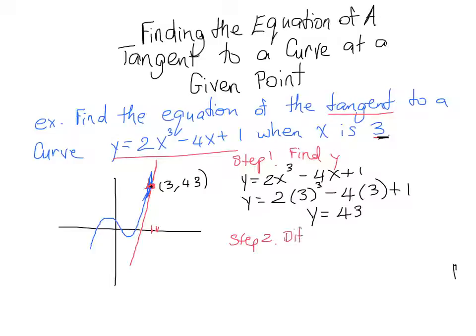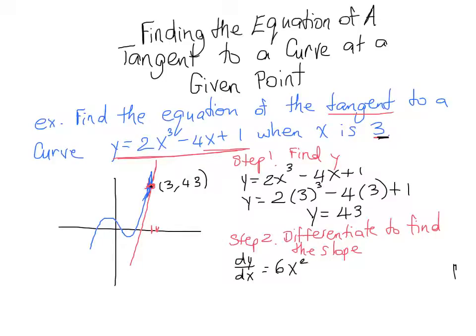differentiate to find the slope. So when we differentiate our expression, we get dy over dx, and remember that's just a way to say the derivative. We're not actually dividing y by x, we're just finding the derivative here, which is 6x squared. And if you're wondering how we got that, remember to figure out the new coefficient, we multiplied the coefficient by the exponent, so we got 6.